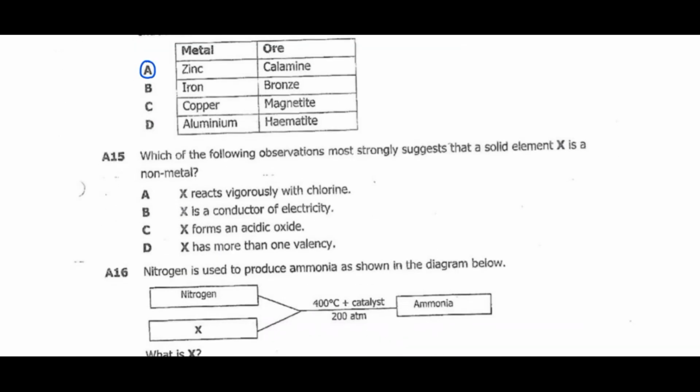Then question 15, which of the following observations most strongly suggests that a solid element X is a non-metal? X reacts vigorously with chlorine. X is a conductor of electricity, no? Forms an acidic oxide. Has more than one valence. So a non-metal can form an acidic oxide like sulfur. So the answer is C.